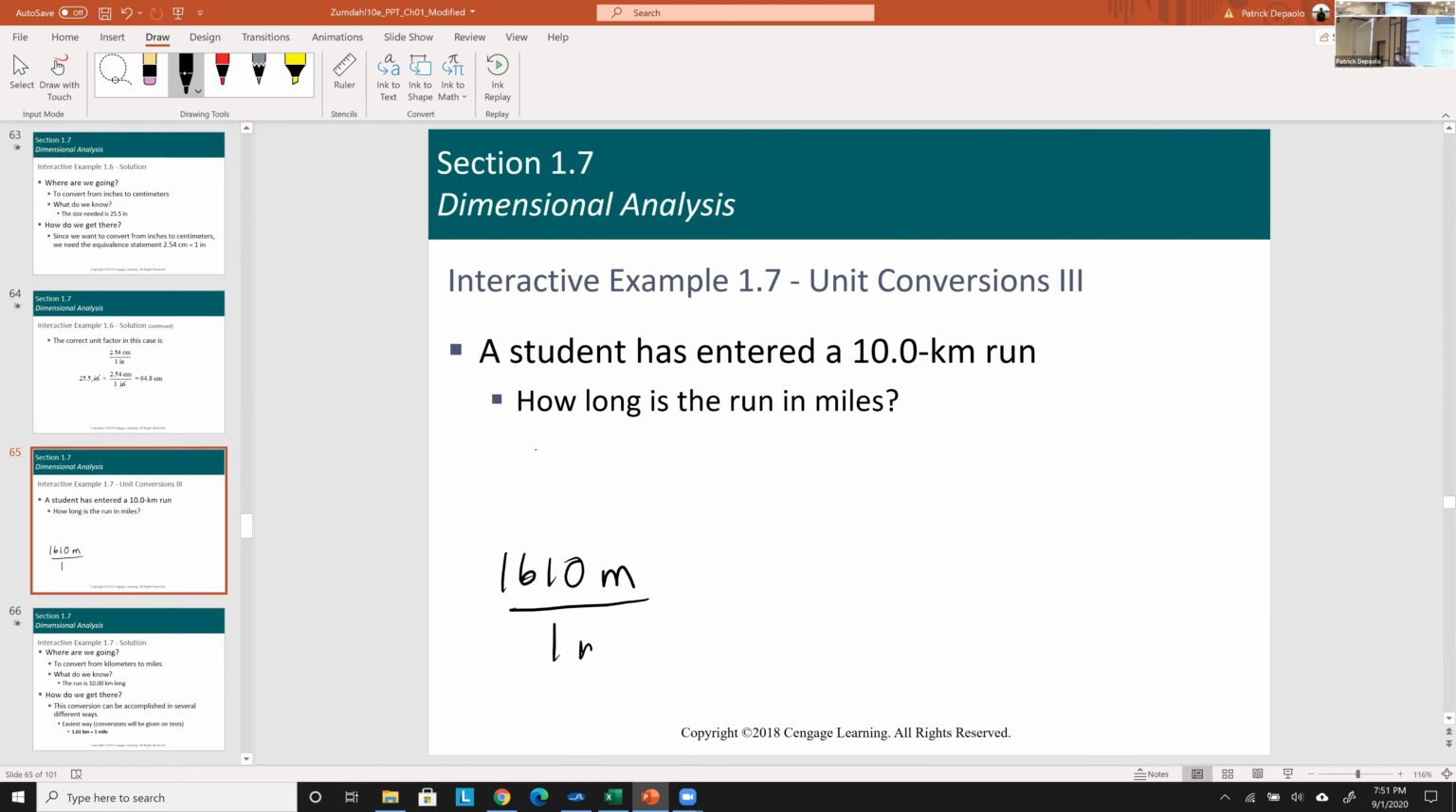What do we do now? Anybody? Wouldn't you rewrite the equality to have the mile on top because you want the finished one to be on top? Totally. That's a good first step. You want the mile to be on top because that is your final unit. The final unit should be in the numerator. Now what?